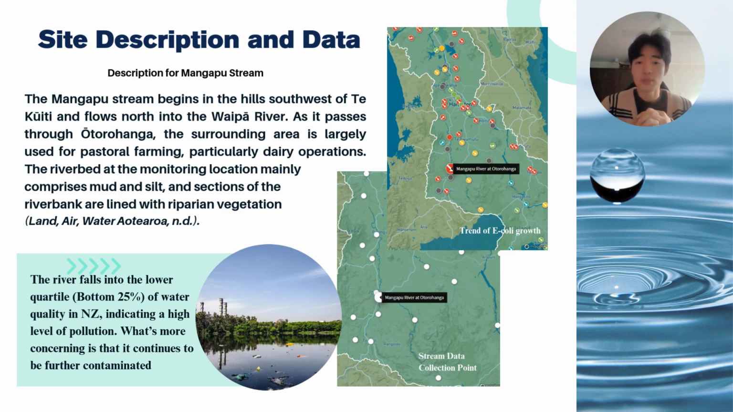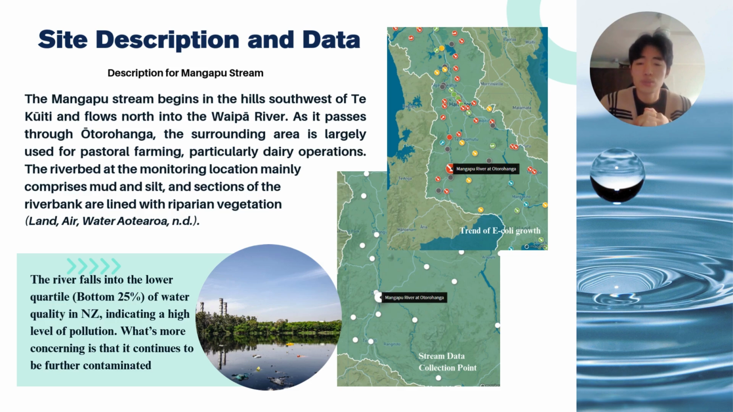The primary area of focus in this project is the Mangapu Stream, which connects to the Otorohanga region, and the stream originates in the hills southwest of Te Kuiti and flows northwards into the Waipa River. As illustrated in the map provided, you can see both the flow of the stream and the specific data collection points used in the study.